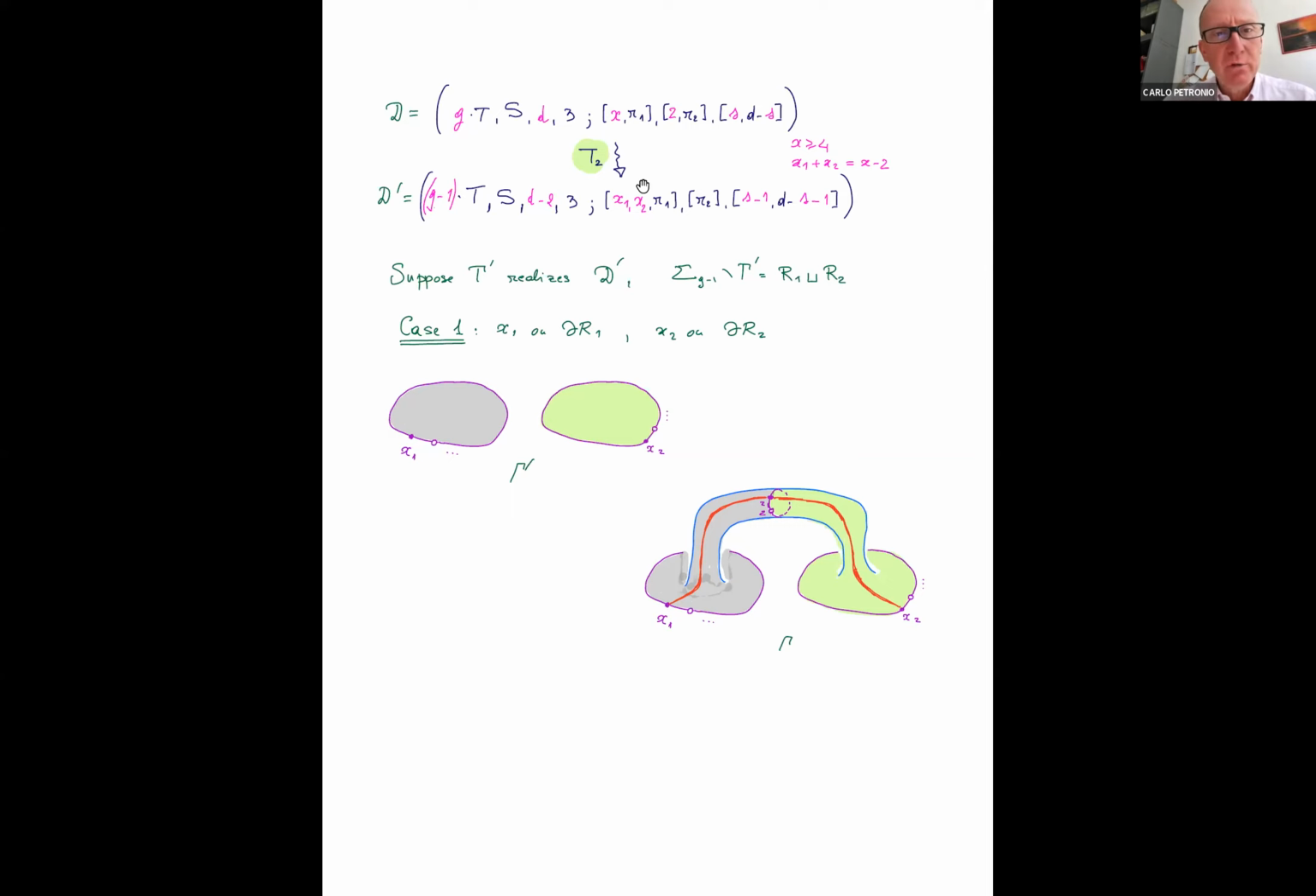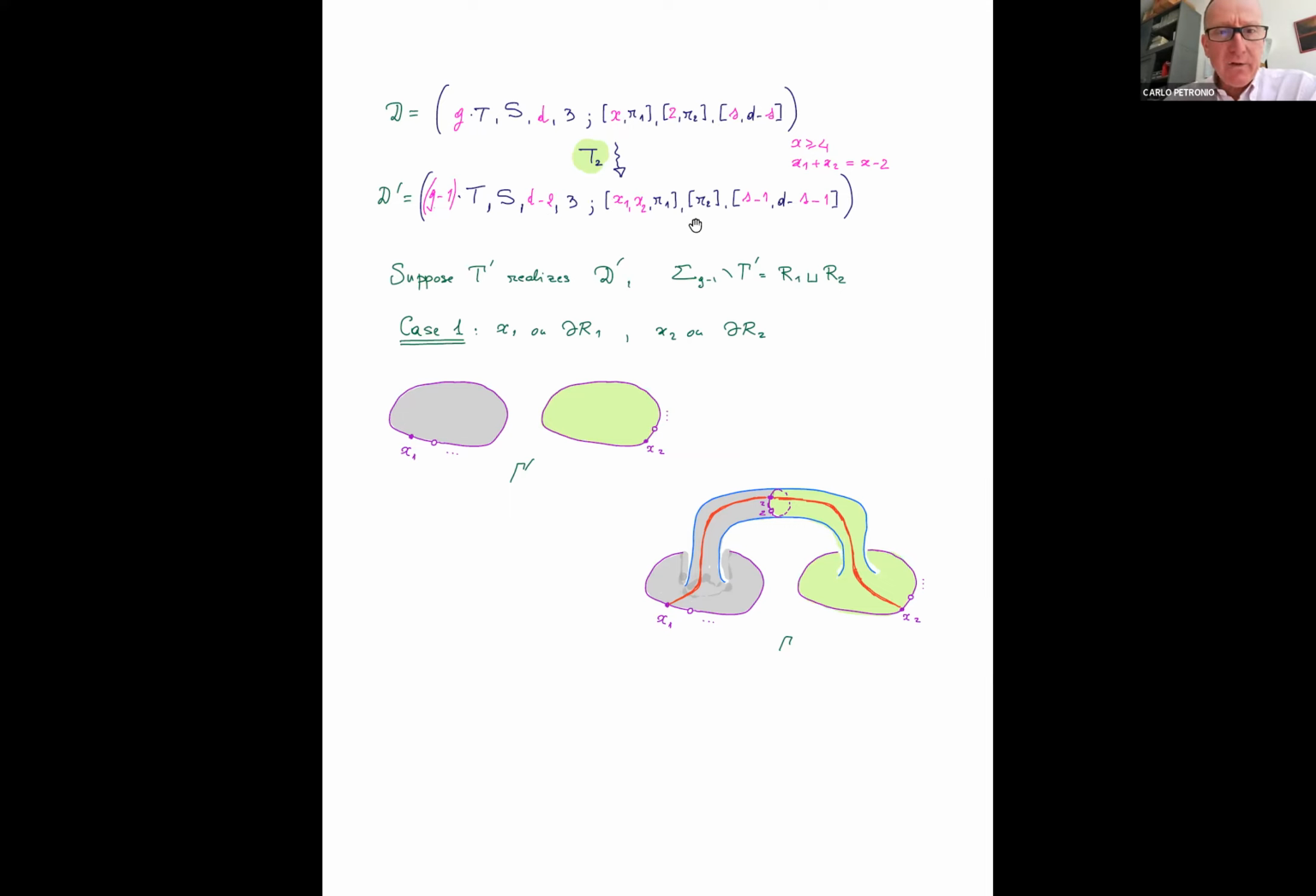Then I have a reduction move that leads from this datum to, so you reduce the genus, you reduce the degree by 2, you replace X by 2 entries, such that X1 plus X2 is X minus 2. So you see that it's coherent with the fact that the degree has gone down by 2. And again, you reduce the entries of the last length 2 partition as well. And so I want to prove this and then go to the algebraic moves.